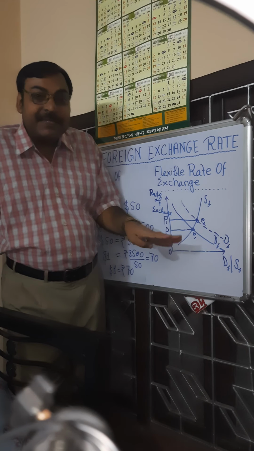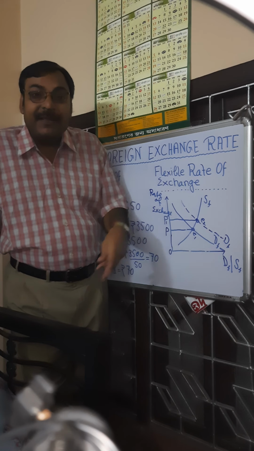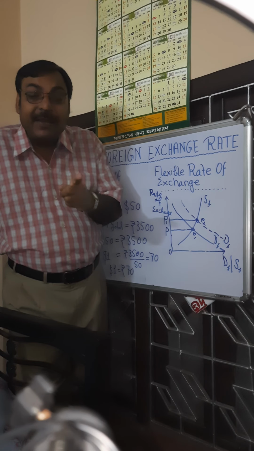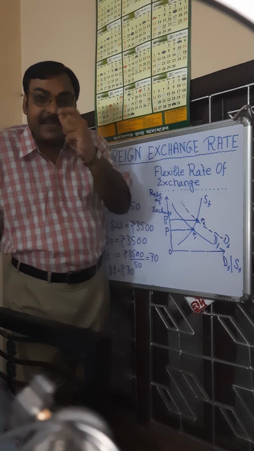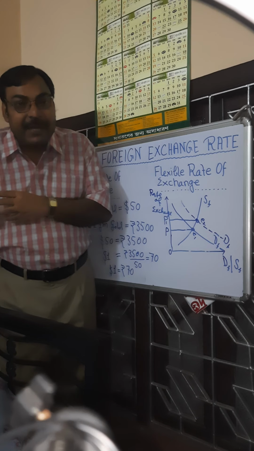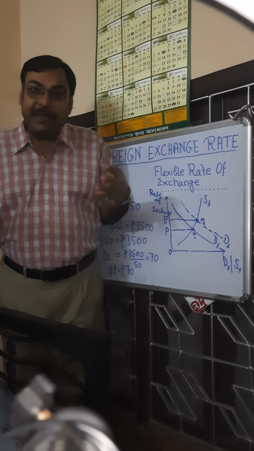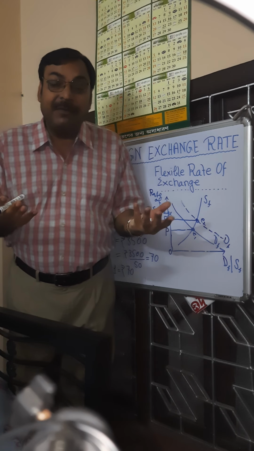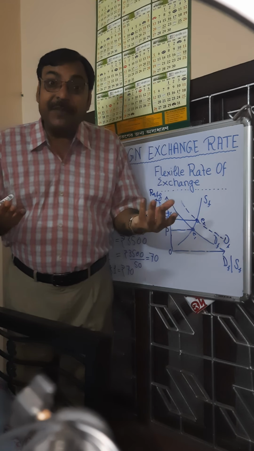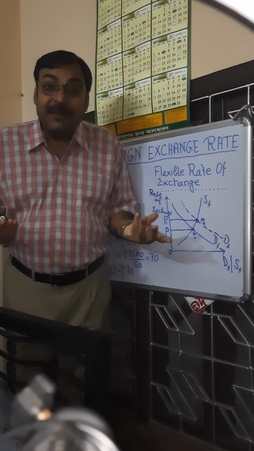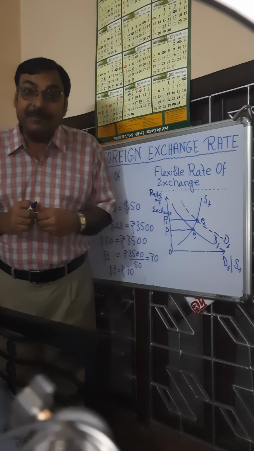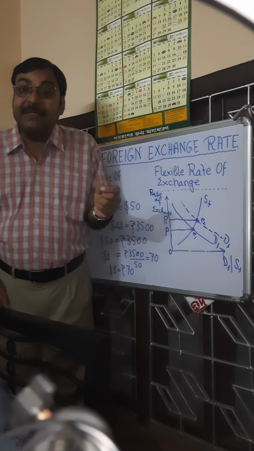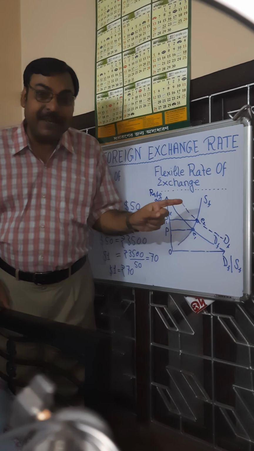Fluctuation means the foreign exchange rate may increase or decrease, and that will cause business risk in the international market. When the rate of exchange is changing, there is a possibility that the rate of exchange may go against the favor of a particular country. So this is associated with risk. Stability in business and commerce is not ensured here.